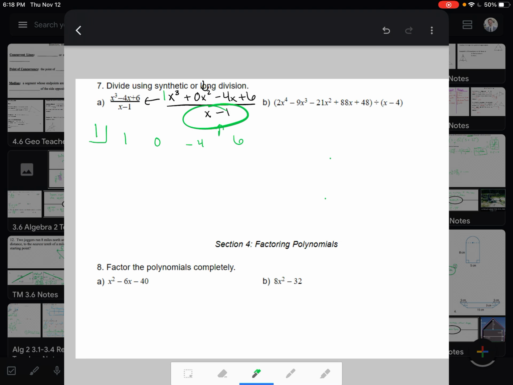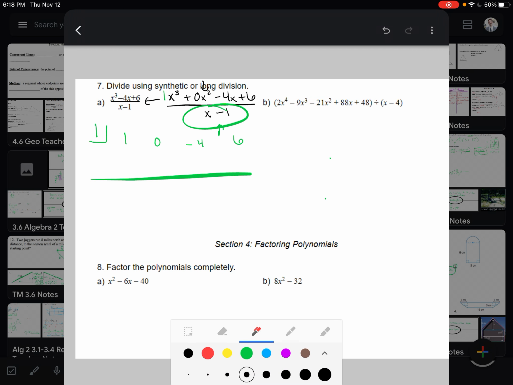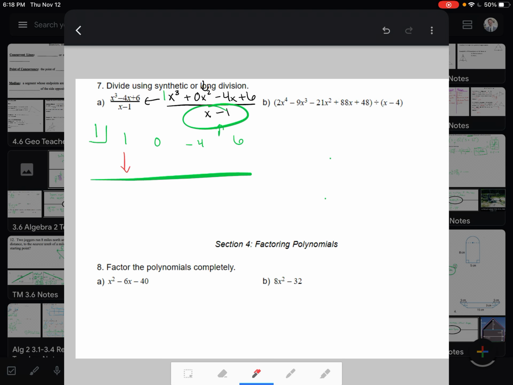And then now we can list our leading coefficients of each of these numbers. So 1, 0, negative 4, and 6. Now that we have this, we can begin our operations on synthetic division. Bring the first number down, multiply it by the number in the box. Just gives us a 1. Add these two together. 0 plus 1 gives us 1. Again, multiply that by the number in the box. Again, gives us 1. We're left with a negative 3 here. Negative 4 plus 1 gets us negative 3.